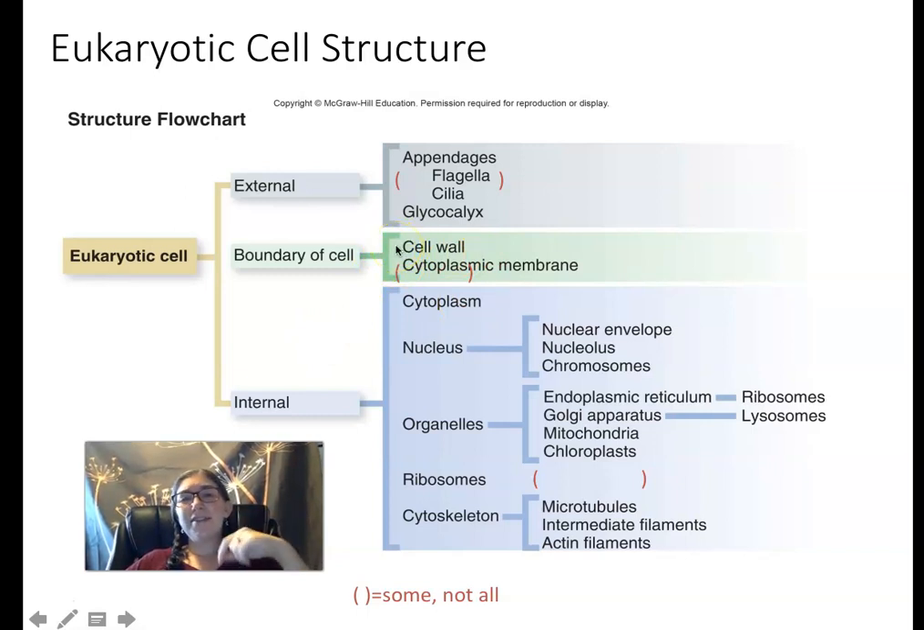It's much less common for eukaryotes to have a cell wall than for prokaryotes, and they must have a cytoplasmic membrane. And then within the cell, where bacteria basically had cytoplasm, DNA, and ribosomes, eukaryotic cells have a lot more going on. So there's the cytoplasm, the DNA is found in the nucleus, and there's some subnuclear structures we'll talk about. There's multiple different organelles, these membrane-bound structures that have various functions. There's ribosomes and the cytoskeleton proteins.